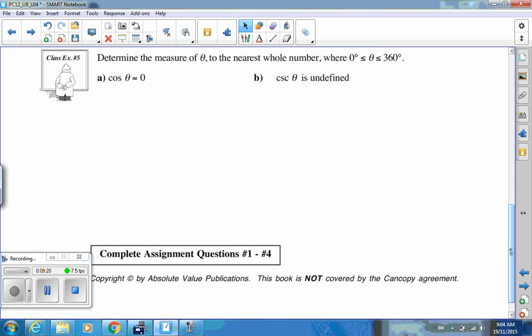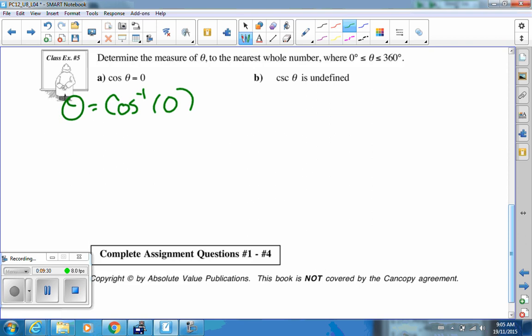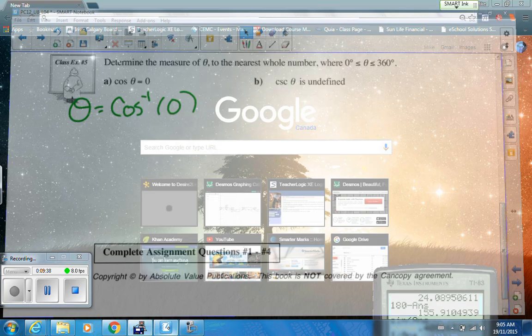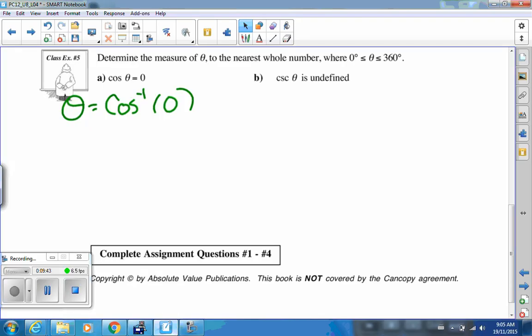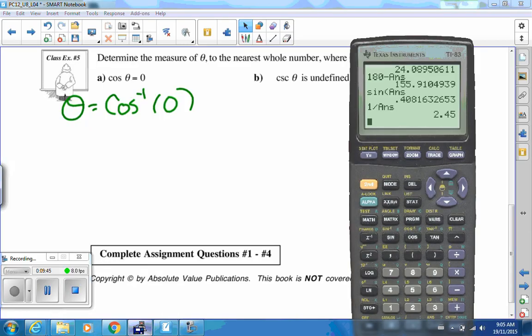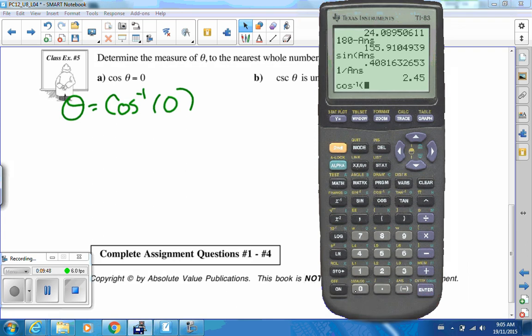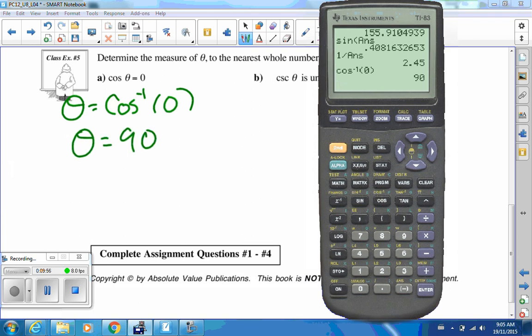Sometimes we'll get something like this. Cos of x or cos of theta equals 0. I can do this. Cos negative 1 of 0 equals my theta. And if I type that in there, where's my calculator going? There we go. So arc cos of 0. Look, that's 90 degrees, which makes sense. So theta equals 90 degrees.